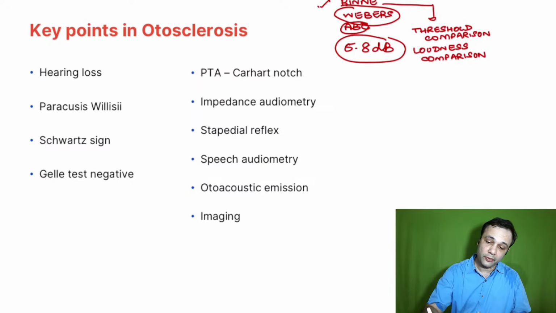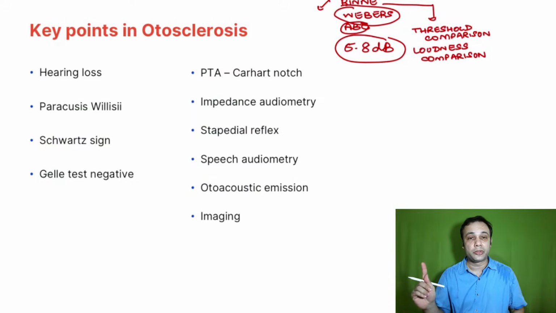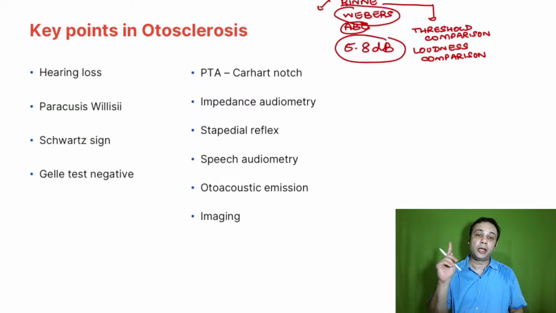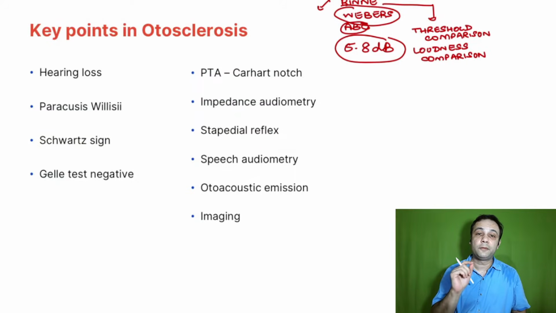Rinne's test has to be done for three frequencies: 256, 512, 1024. It can also be done for 128 and 2048. Whereas Weber's and absolute bone conduction test should be done with a 512 hertz tuning fork, right?